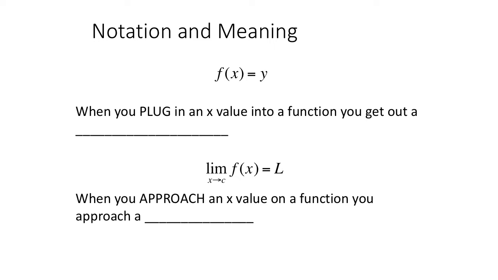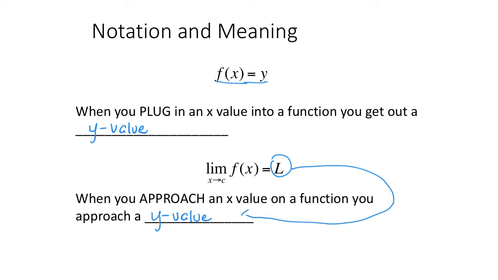A few other notations and meanings. When you see f of x equals y, when you plug an x value into a function, what you're getting out is a y value. So in the limit notation, when you approach an x value on a function, the output is going to approach a y value as well. So what this means is that the limit output will always be a y value, and we are going to approach an x value. So the output is a y value, and we're going to be approaching an x value.